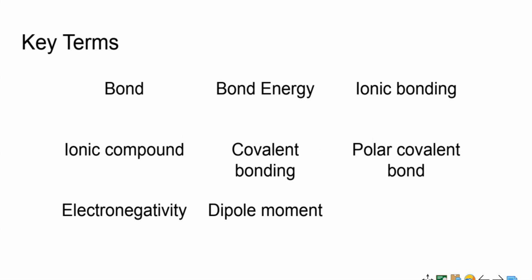Now, some key terms that we need to be on the lookout for during the lesson are up here on the screen: bond, bond energy, ionic bonding, ionic compound, covalent bonding, polar covalent bond, electronegativity, and dipole moment. These are some words that are going to crop up a lot in this lesson and in future lessons, so we need to be aware of what they mean.